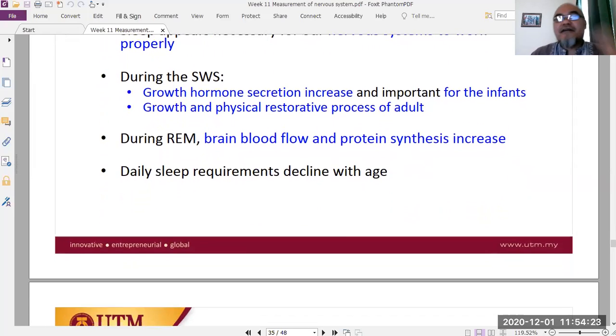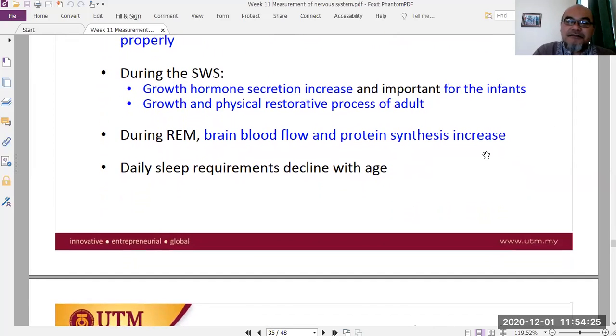Daily sleep requirements decline with age. As you grow older and older, you sleep less and less. While you are still a baby, you need 12 hours of sleep, 14 hours, or even more, right? When you are a child, you need 10 hours of sleep. As a teenager, 8 hours. When you become older, 6 or 7 hours of sleep, something like that.